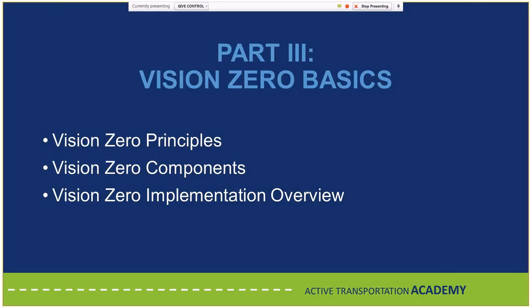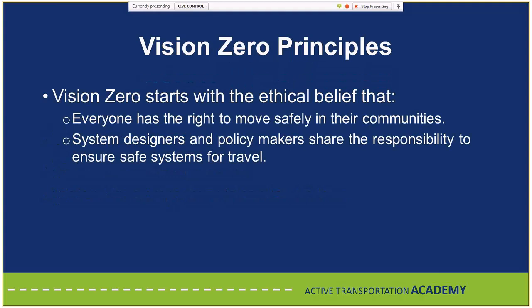So for part 3, we're going to get more into Vision Zero and the basics behind it. So we're going to talk about the main principles, the main components, and then go through the implementation steps. For part 3, it'll be an overview, and part 4 is when we get into the details of implementation. So the Vision Zero principles are, as I mentioned before, everyone has the right to move safely in their communities, and fatalities are not acceptable, and that system designers and policymakers should share in this responsibility to ensure safe systems of travel.